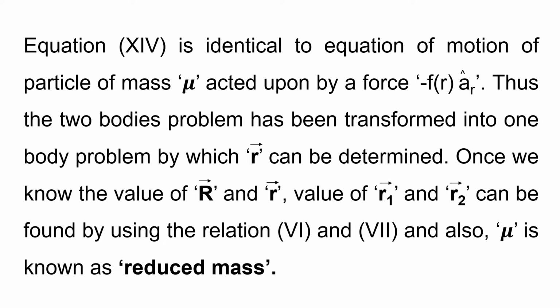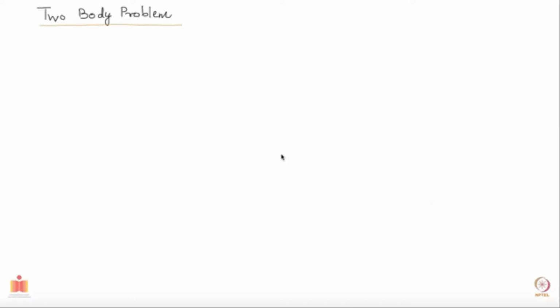Thus the two body problem has been transformed into a one body problem by which r can be determined. Once we know the values of capital R and r, we can work out r1 and r2 by using relations 6 and 7, and mu is known as the reduced mass. Start looking at what is called the two-body problem.